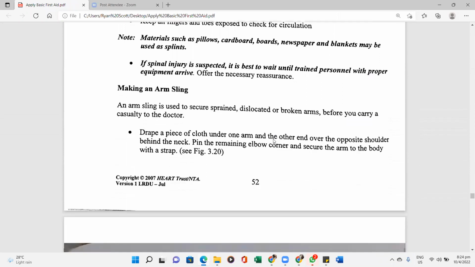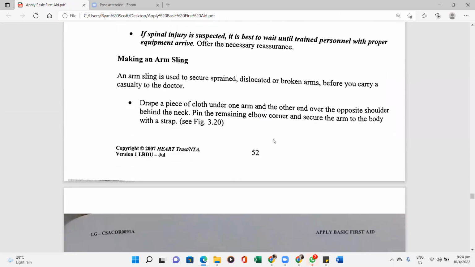If spinal injury is suspected, it is best to wait until trained personnel with proper equipment arrive, and offer the necessary reassurance. Spinal injury is like severe pain in the back, severe pain in the neck. Don't move the patient when they're complaining about that, like they can't move the neck and they can't move the back and they can't sit up, because you might move them, and as they get up, the neck just collapses and then they just die.